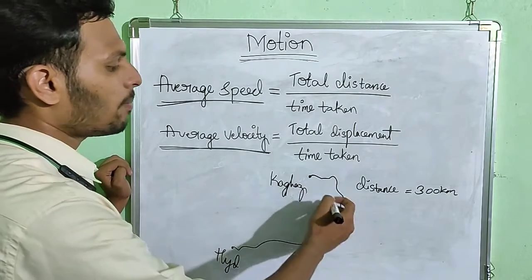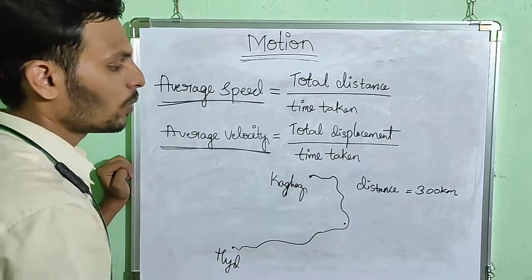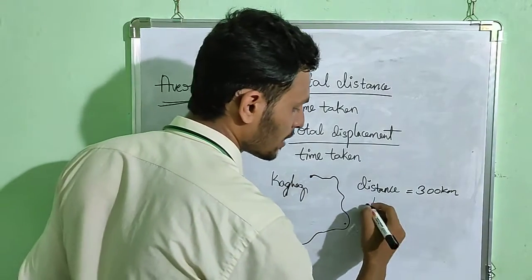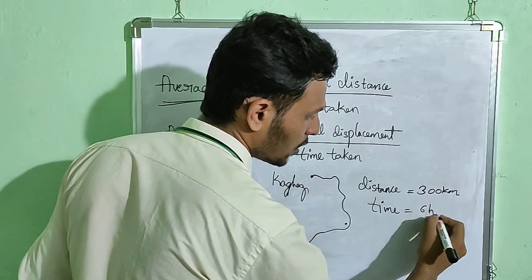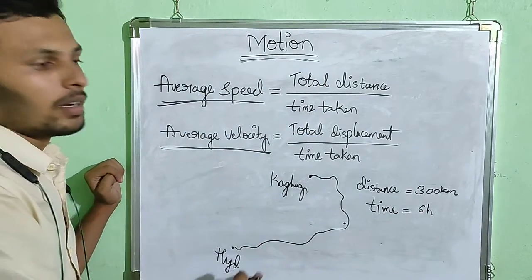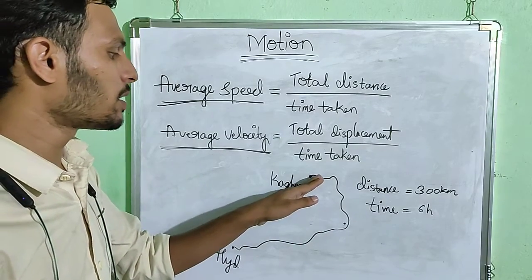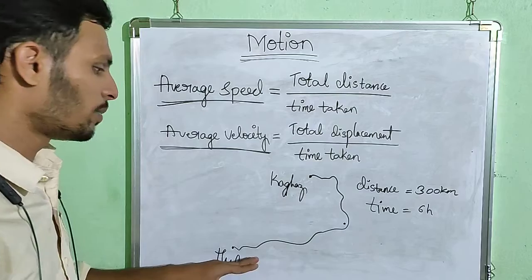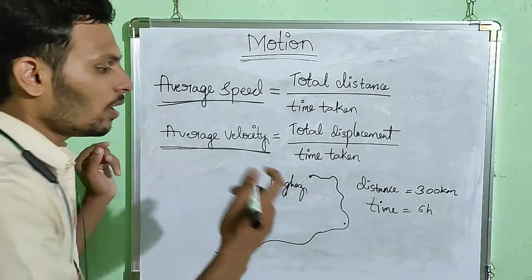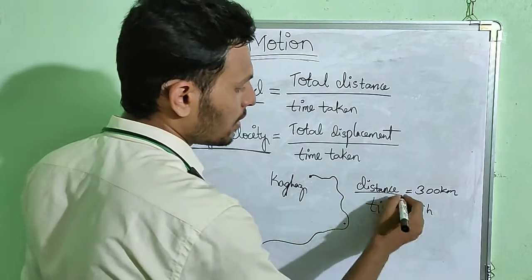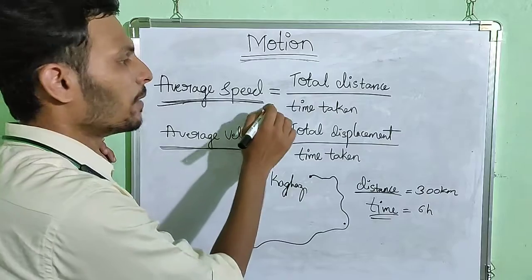And the time taken to cover this entire distance, let us consider the time as 6 hours. The train took 6 hours to complete the distance from Khagas to Hyderabad. Now we have distance as well as time, so we can calculate the average speed.